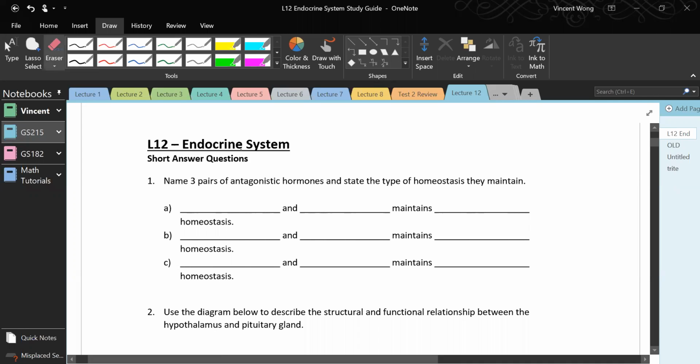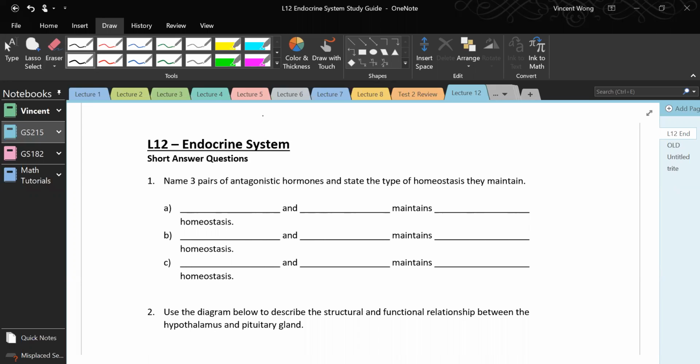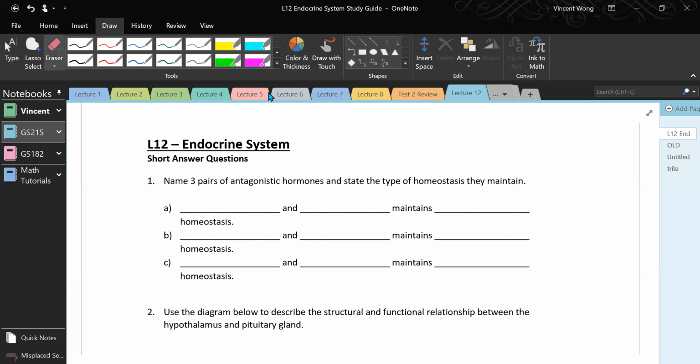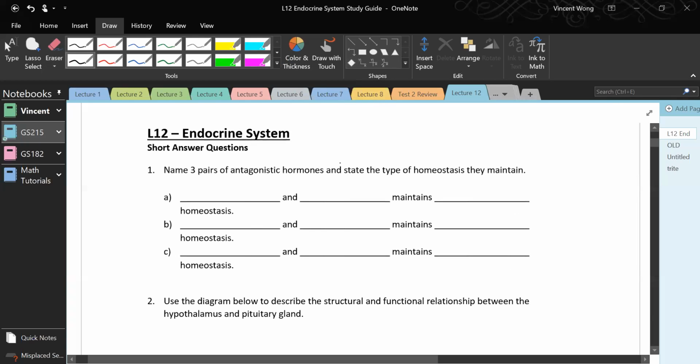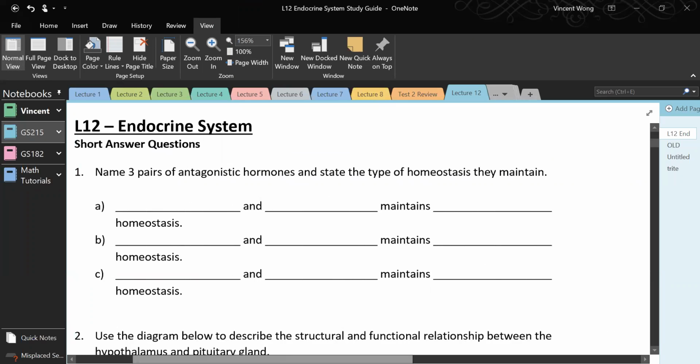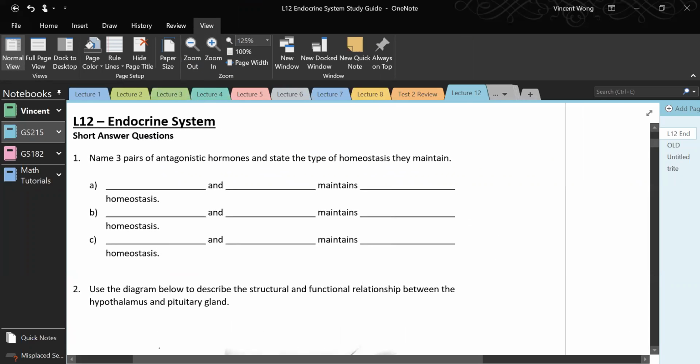So lecture 12 is the endocrine system, which is a system of glands that secretes hormones, which would then cause changes in bodily functions. And a lot of these hormonal pathways involve regulation of some kind of homeostasis. So now the first question says, name 3 pairs of antagonistic hormones and state the type of homeostasis they maintain. We have been learning about hormones since the beginning of Unit 3.